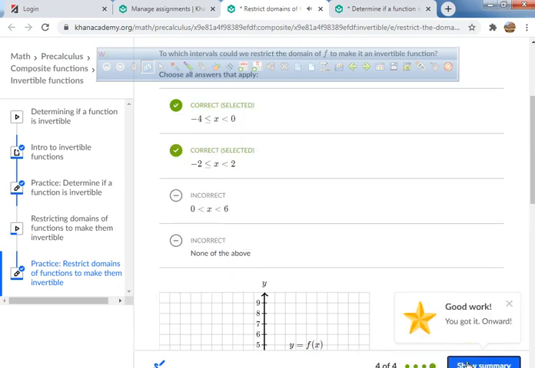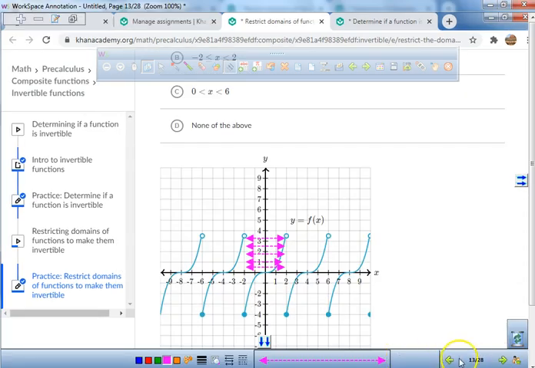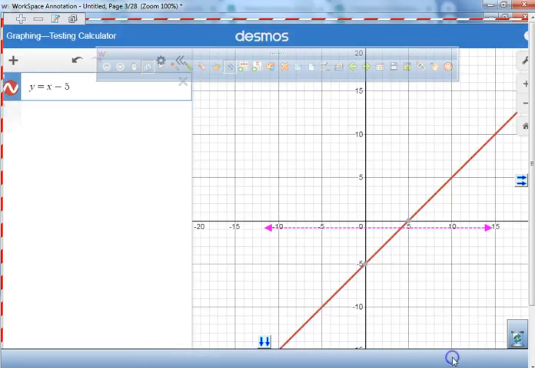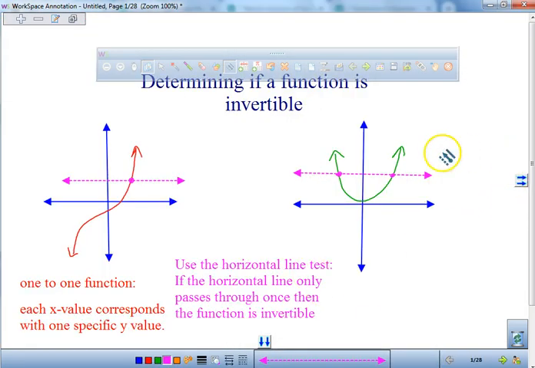Right? So what are you guys going to do? You're going to use what's called the horizontal line test. Go all the way back to the beginning. We're using the horizontal line test. If it touches it twice, it's not invertible. If it touches it once, it is invertible. And we'll call it a day.